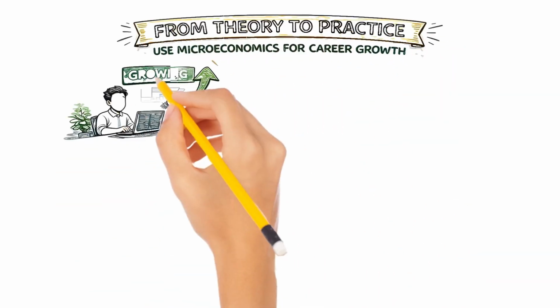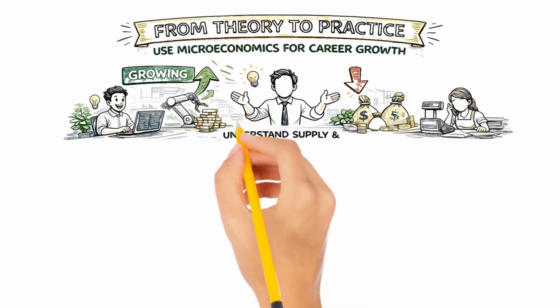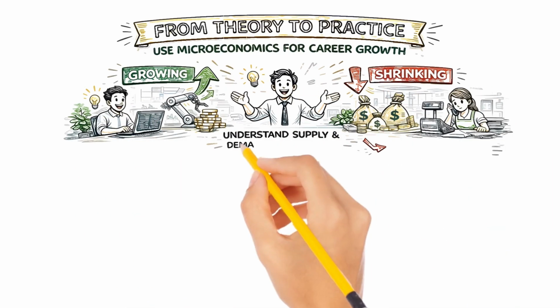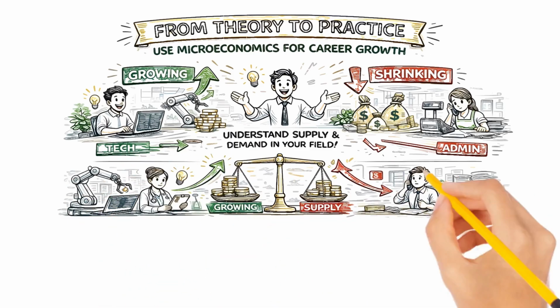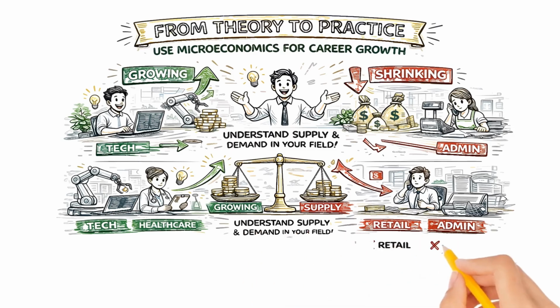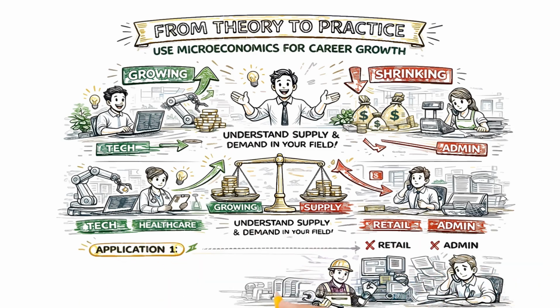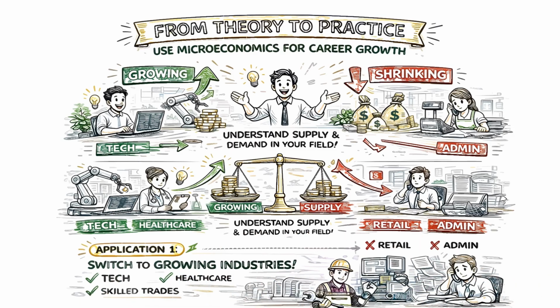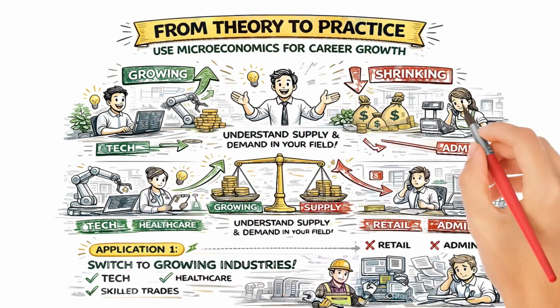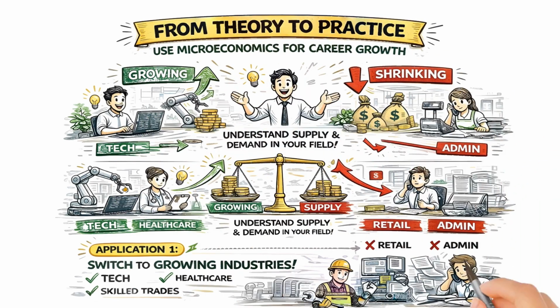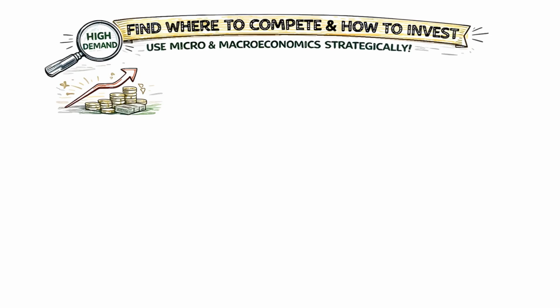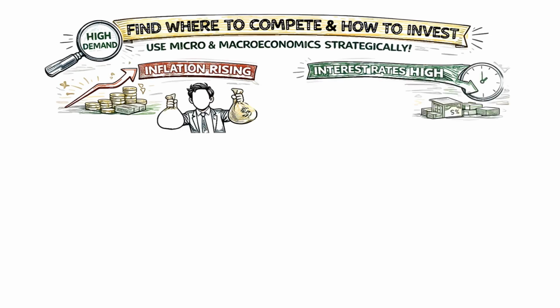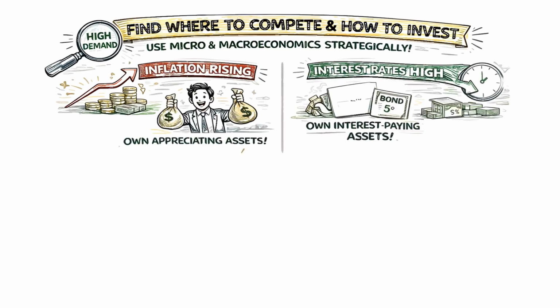Now let's talk about how to actually use micro and macroeconomics for investing and wealth building, because theory is useless if you don't apply it. Application 1. Use microeconomics for career and business decisions. Understand supply and demand in your field. If your industry is getting automated or oversaturated, switch to one with growing demand and limited supply. Tech, healthcare, and skilled trades are growing. Retail and admin roles are shrinking. If you're starting a business, find markets where competition is low, but demand is high. Avoid crowded markets unless you have a unique advantage.